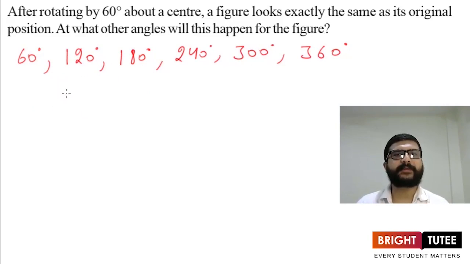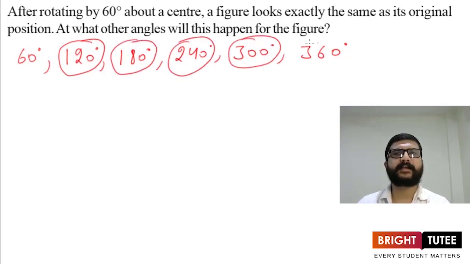For an example we can have a hexagon. A regular hexagon will have such kind of rotational symmetry. So it means other than 60 degrees, we will get the same original position at 120 degrees, 180 degrees, 240 degrees, 300 degrees and 360 degrees. So these are the answers for this question. Now let's move to the next question.